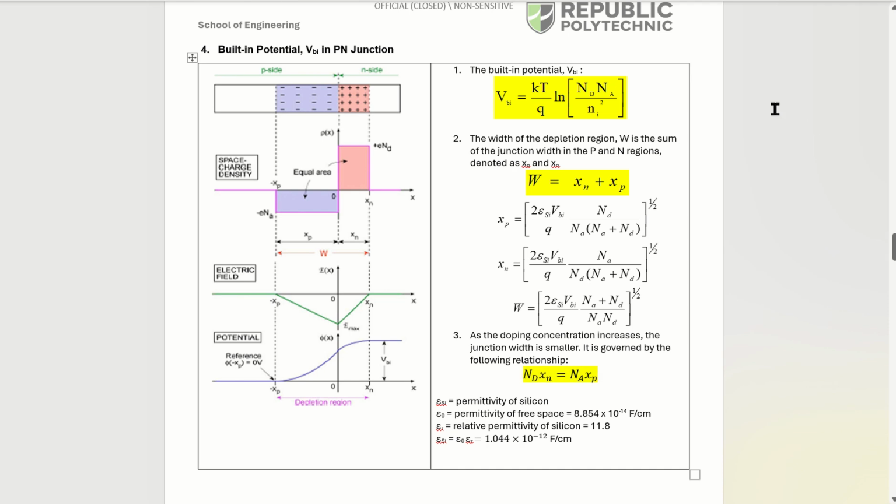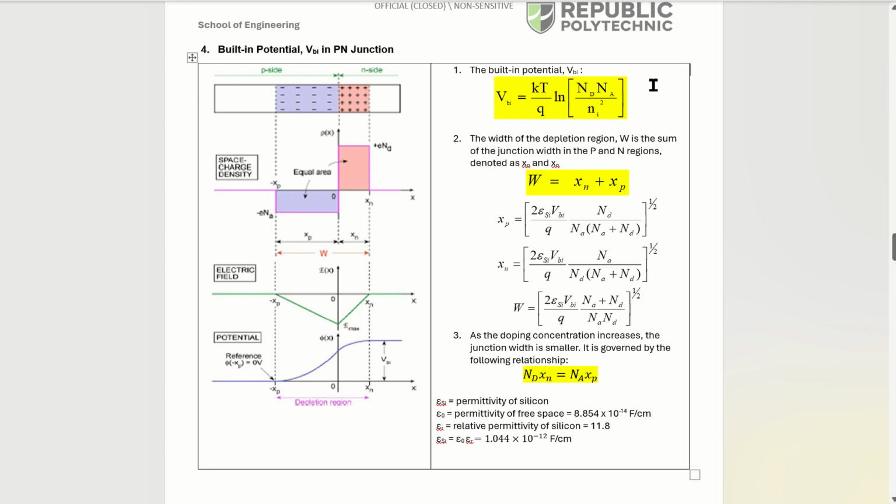In the previous lessons, we have already seen that when a PN junction is formed, there's a built-in potential across the junction, and also we get a depletion region across the junction. In this lesson, we are going to see how to compute the values of this built-in potential and depletion width.